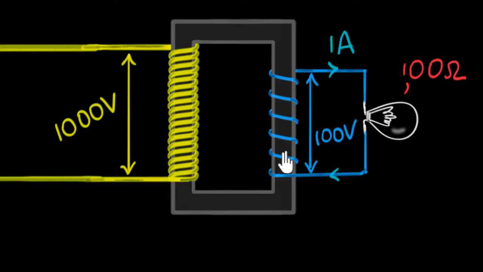Then energy is conserved. My question to you is, can you pause the video and think a little bit about, by using energy conservation, electrical energy, can you figure out how much current would be flowing in this circuit?